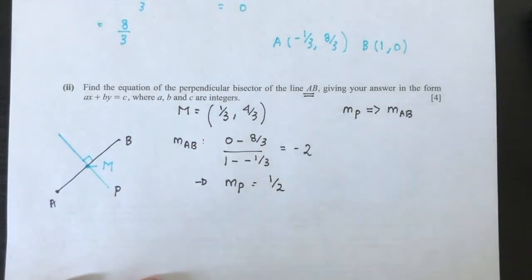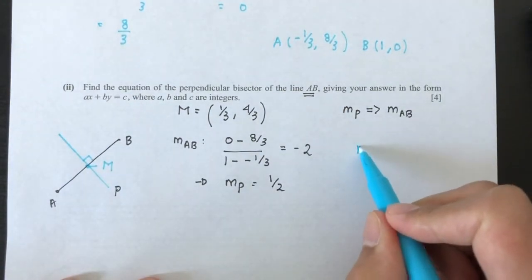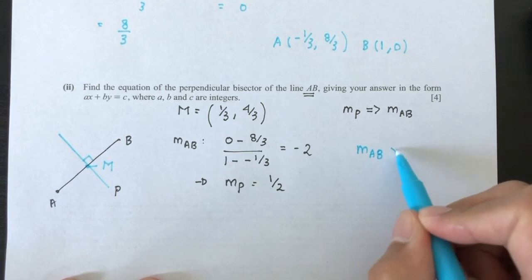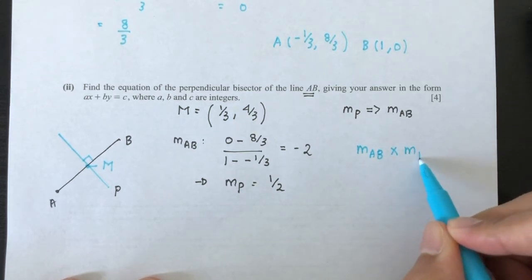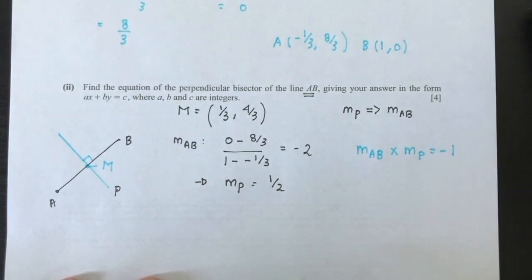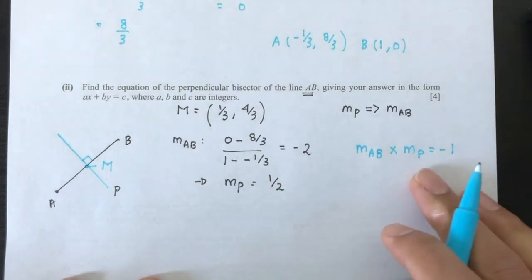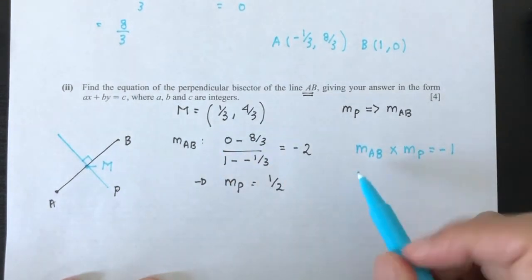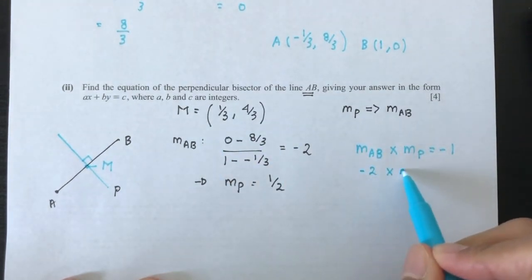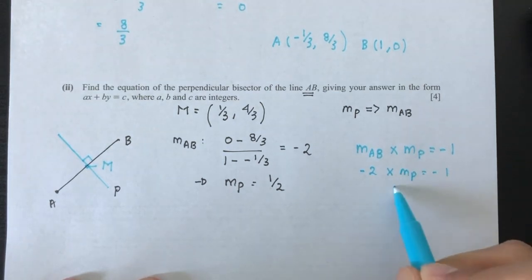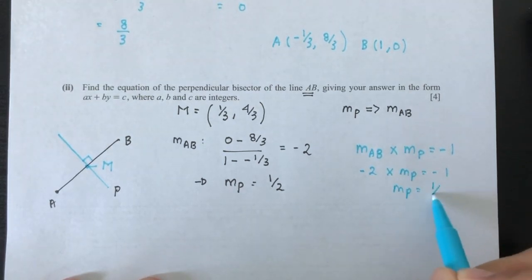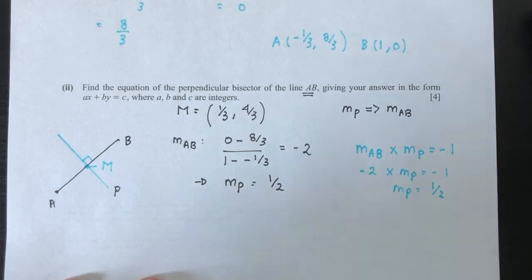So from this you can derive that the gradient of this line has to be 1 over 2. Because we know that the gradient of AB multiplied by the gradient of the perpendicular bisector has to give you minus 1. That's something you need to know. Because of that, we can replace this here. If this is minus 2 times MP, that will be minus 1. So MP has to be 1 over 2. That's why we know this is 1 over 2.